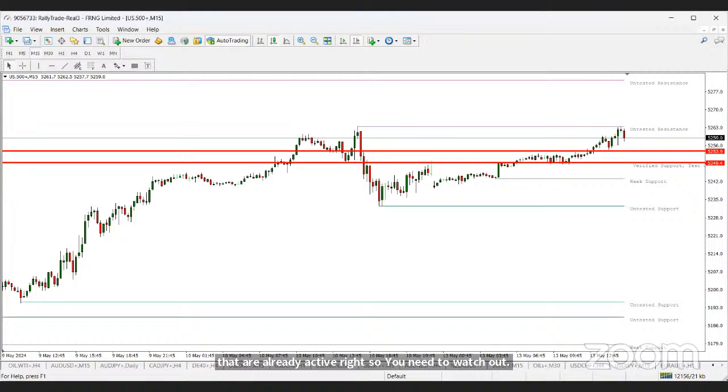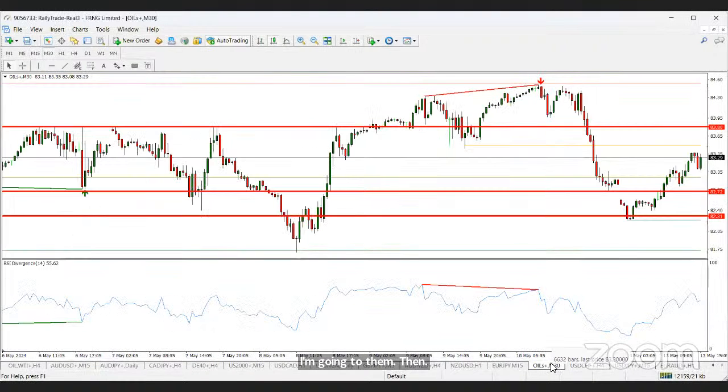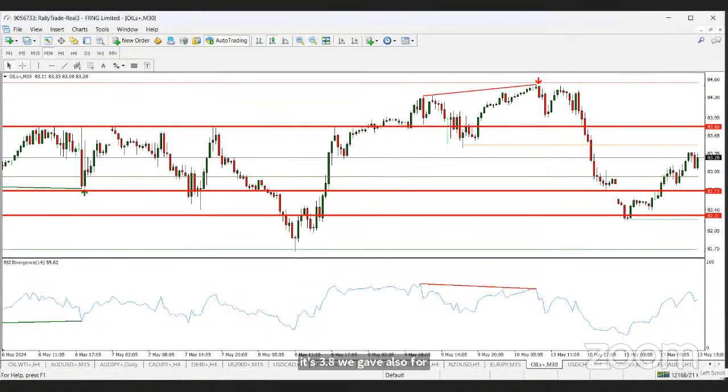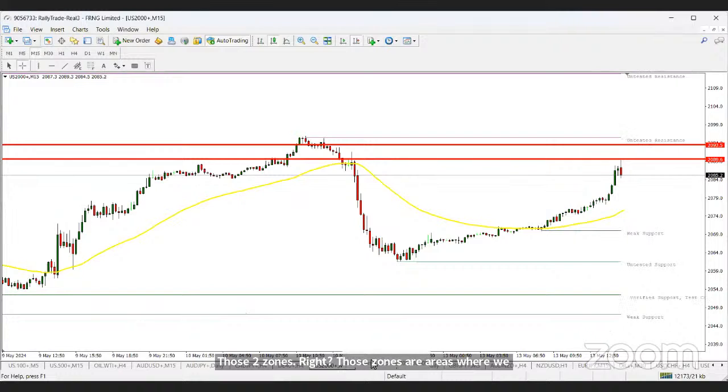Then I think we looked at oil already. We gave oil for 83.80. We gave also for 82.70. Those two zones, right? Those two zones are areas where we expect price to head towards.